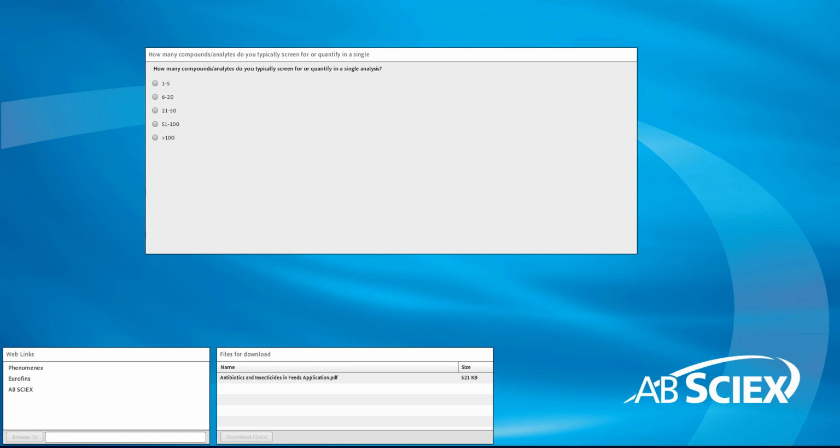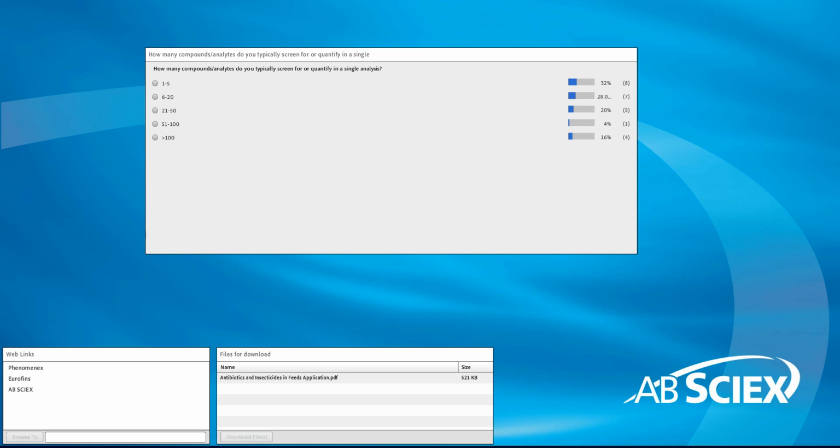Okay, so we'll take one quick break before Saeed continues and do another polling question. So now we want to ask, how many compounds or analytes do you typically screen for or quantify in a single analysis? Is it between 1 and 5, between 6 and 20, between 21 and 50, between 51 and 100, or more than 100 in a single analysis? So how many compounds or analytes are you typically screening or quantifying for in a single analysis?